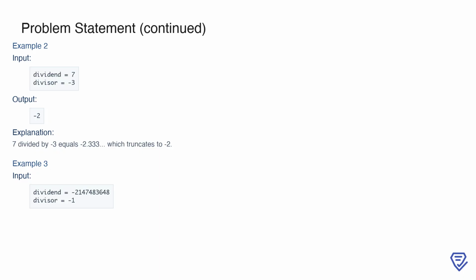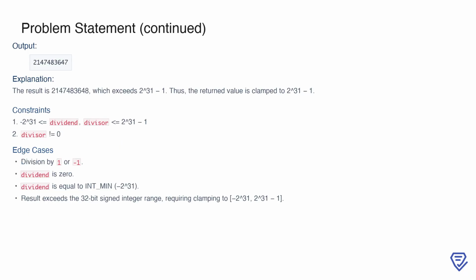Another interesting case arises when the dividend is -2147483648, which is the smallest 32-bit signed integer, and the divisor is minus 1. The division of -2147483648 by minus 1 would result in 2147483648. However, this value exceeds the maximum limit of a 32-bit signed integer, which is 2 to the power of 31 minus 1, or 2147483647. To handle this, the result is clamped to 2147483647. This ensures that the output adheres to the constraints of a 32-bit signed integer.